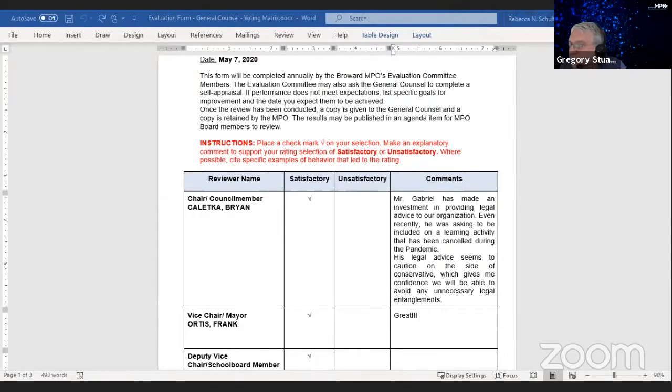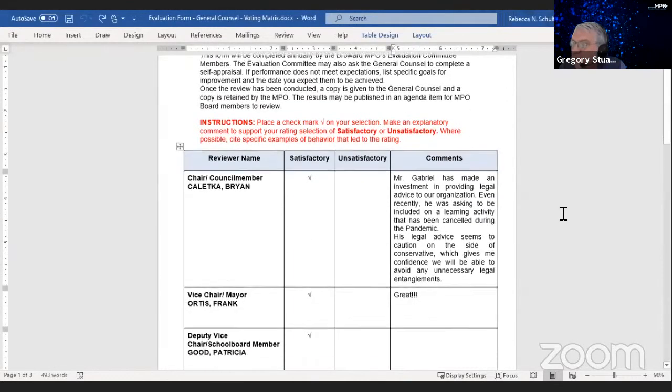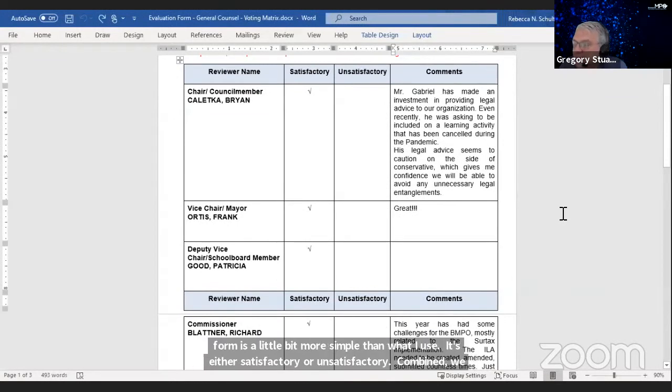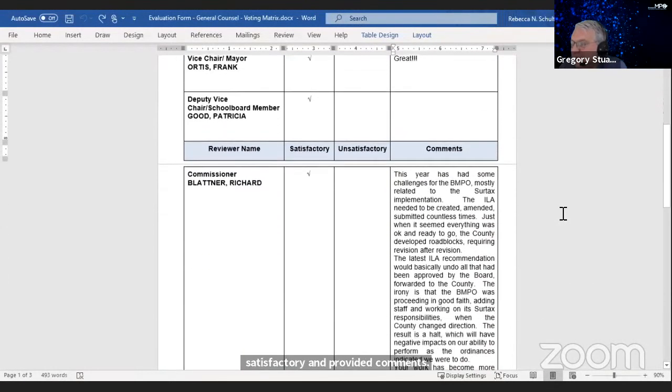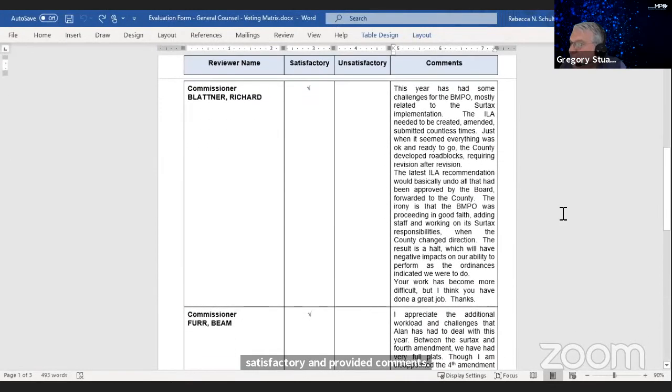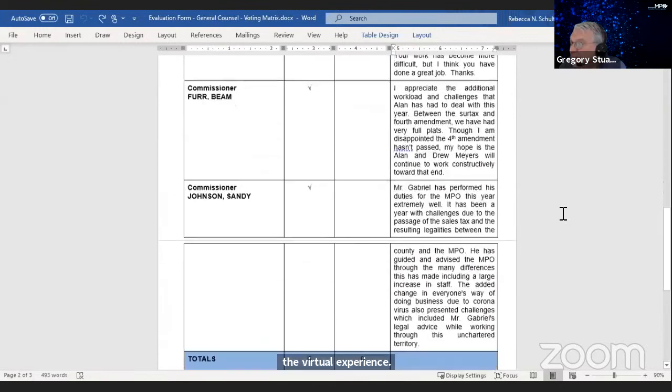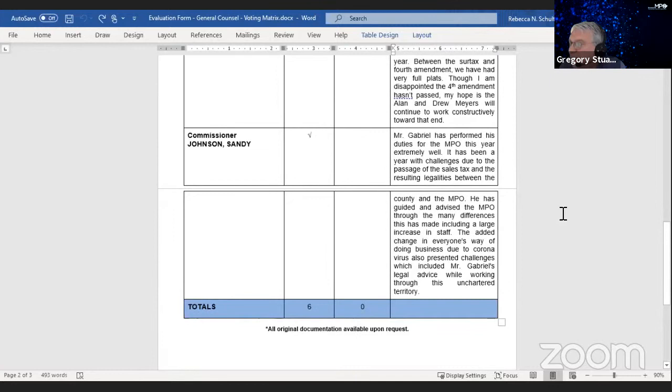Chair Kalecka said satisfactory and provided comments. Vice Chair Frank Gordon said great. Deputy Vice Chair said satisfactory. Commissioner Blattner also said satisfactory and provided additional comments. Given the environment that we're in, Alan's really stepped up quite a bit in helping all of our team members deal with the virtual experience. Commissioner Furr said satisfactory, appreciating the additional work that Alan's been doing regarding Certax. Commissioner Johnson, same thing, satisfactory, and provided very good comments.